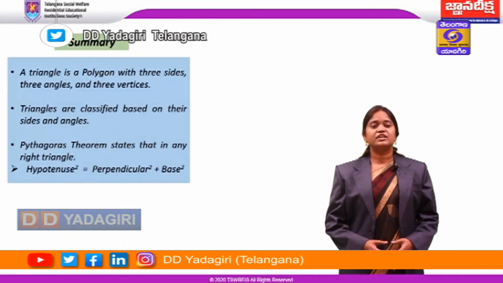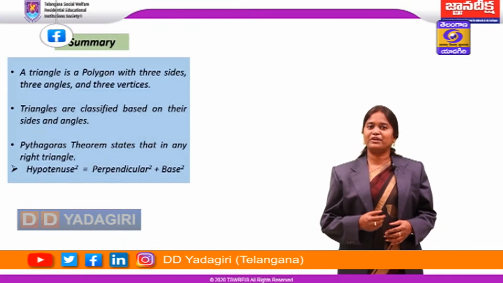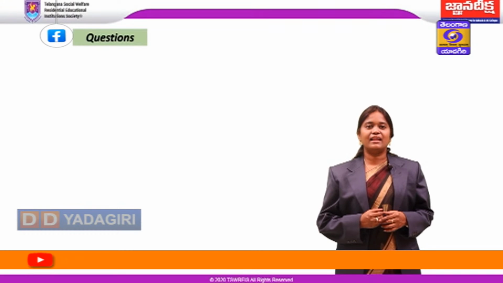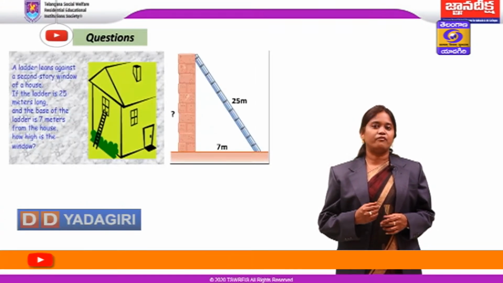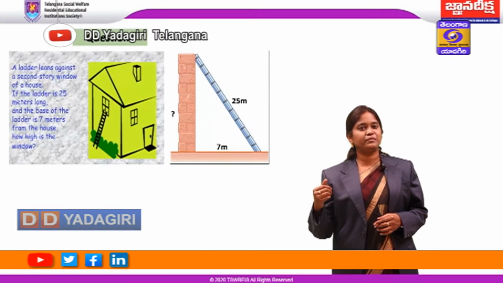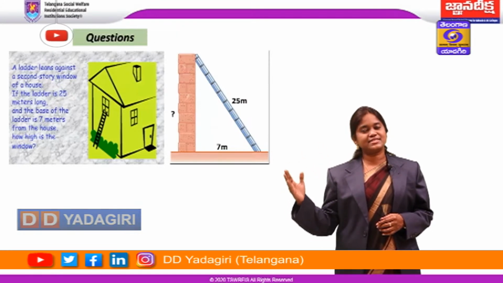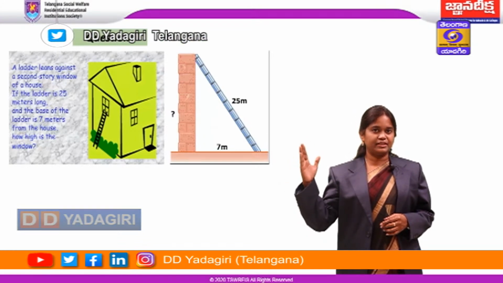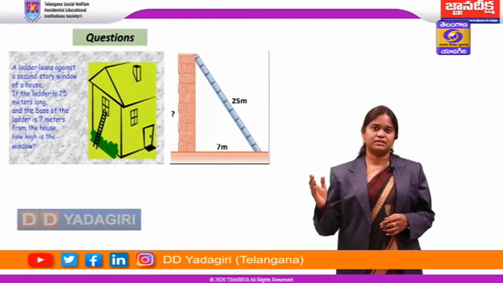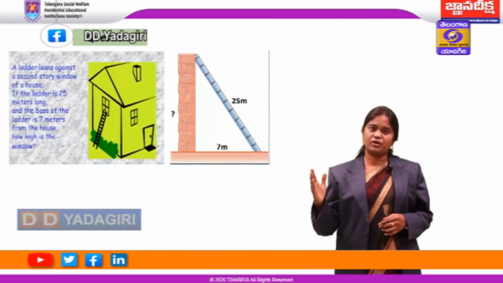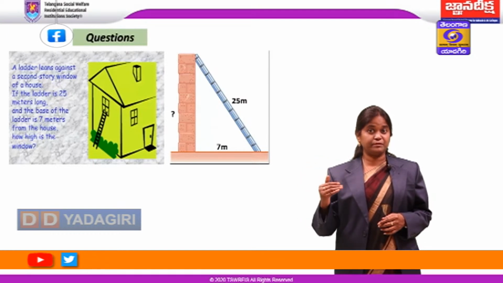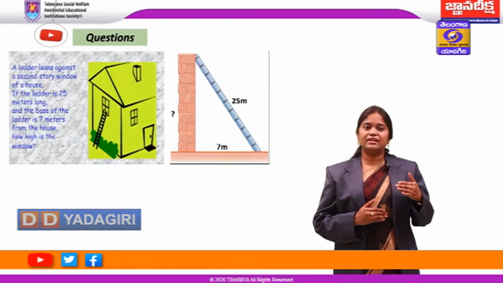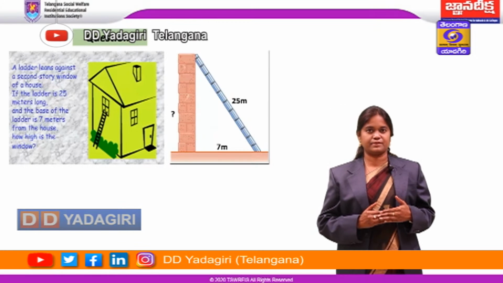Now it's your turn. Children, it's your turn now. Why don't you try to solve a problem? Here is your assignment. Note down. A ladder leans against a window of a house. If the ladder is 25 meters long and the base of the ladder is 7 meters from the house, how high is the window? Here, the length of the ladder is hypotenuse.